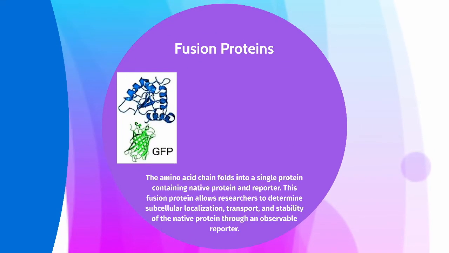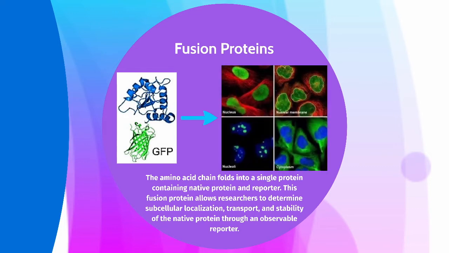The amino acid chain then folds into a single protein containing two parts, the native protein of interest and the reporter. This fusion protein allows researchers to determine subcellular localization, transport, and the relative stability of the native protein through an observable reporter.